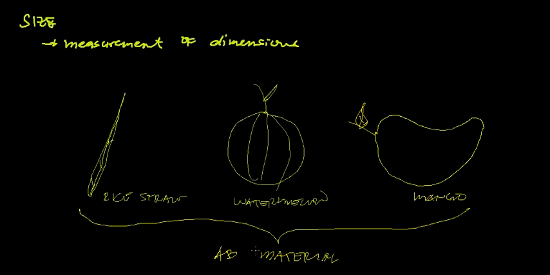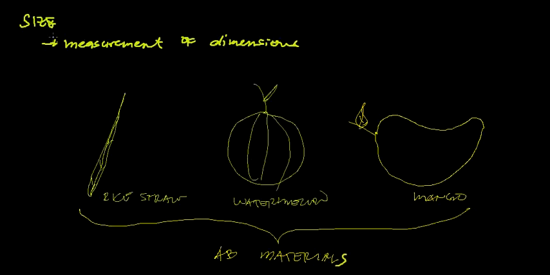Especially if we have regular particles or regular shapes of our material. But for irregular particles like the mango, as you can see we have different curves and asymmetric features of the mango fruit. So we cannot easily say what is the size of this mango.